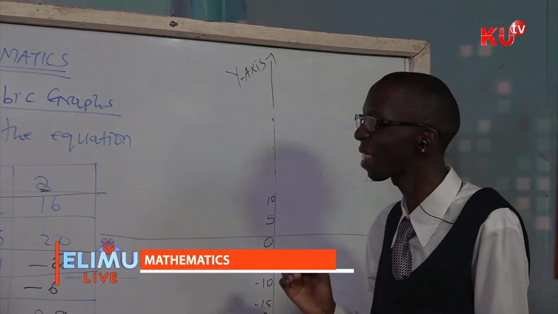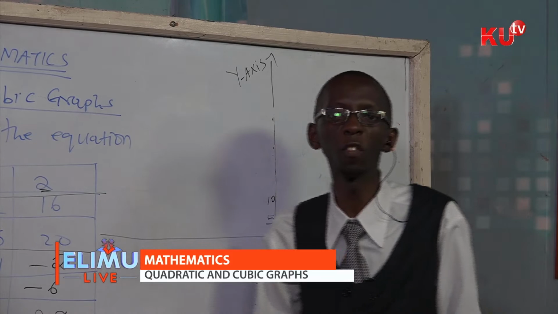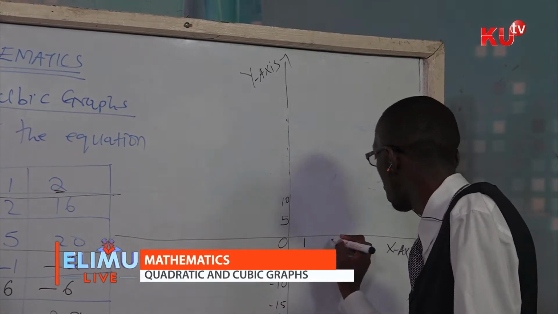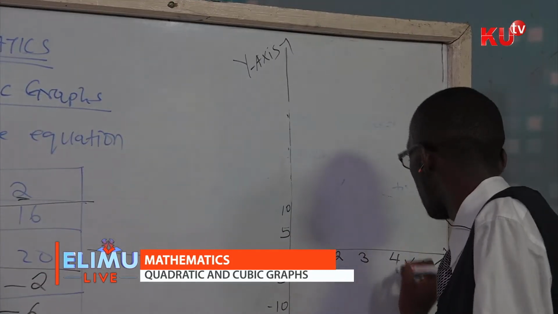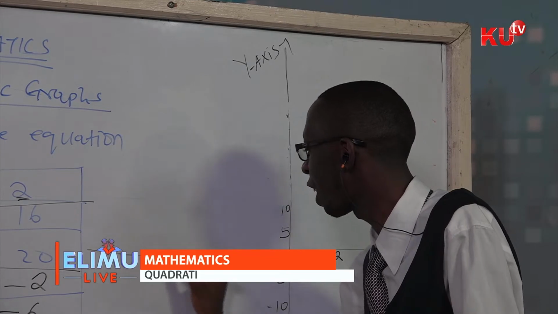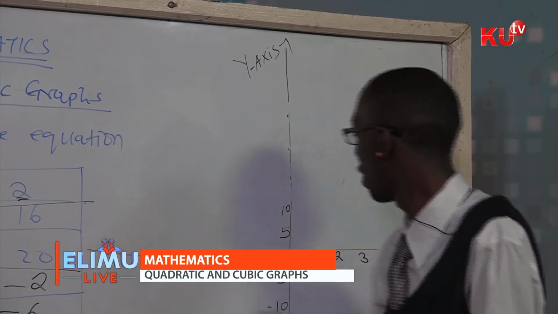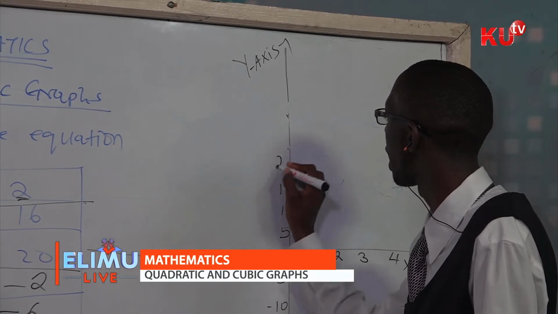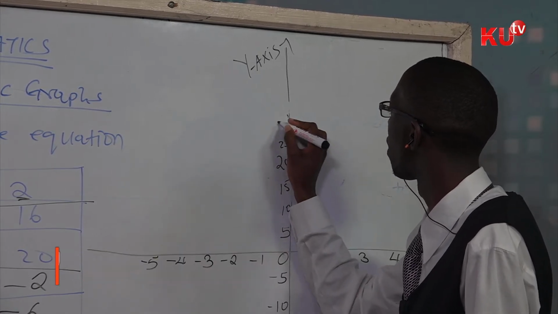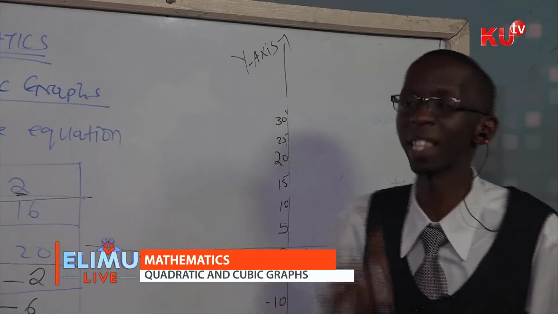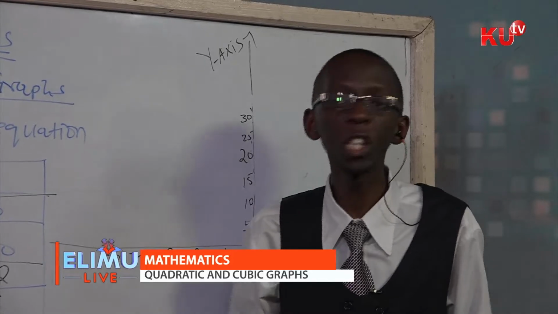And then you can use a scale of 1 centimeter to represent 1 unit on the x-axis, because the values of x are ranging from negative 4 to 2. So we can say 1, 2, 3, 4, negative 1, negative 2, negative 3, negative 4, negative 5. And here we have 10, 15, 20, 25, 30.